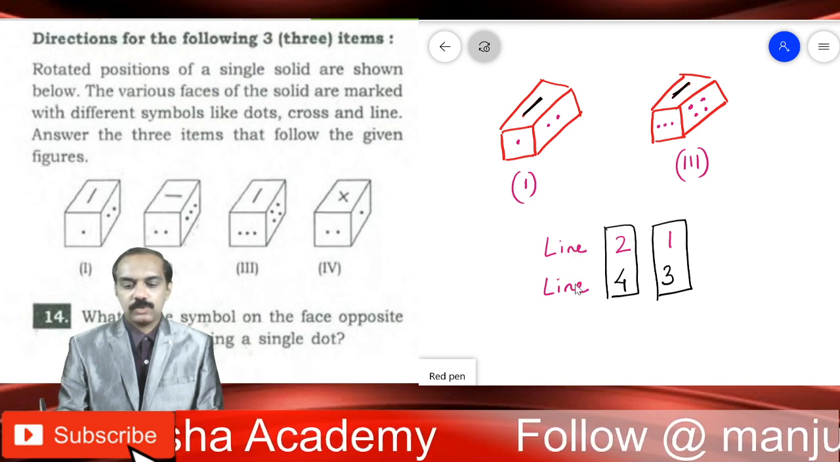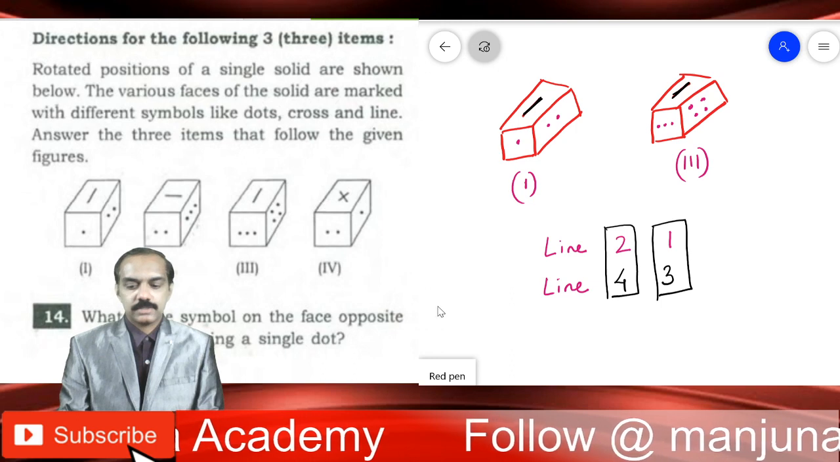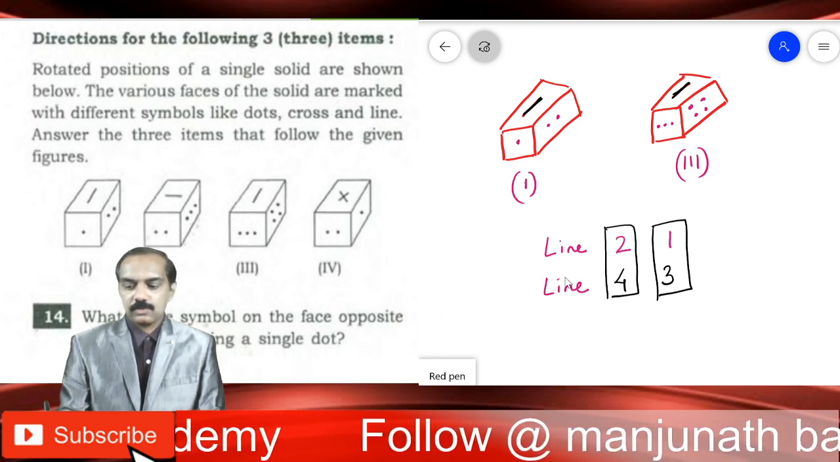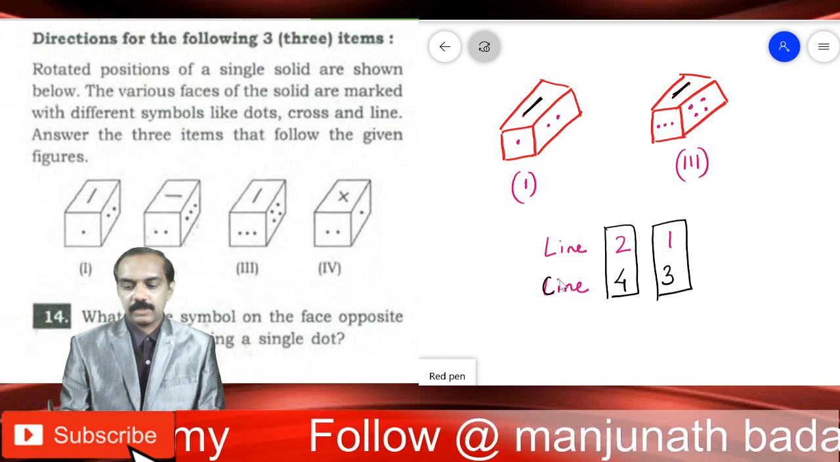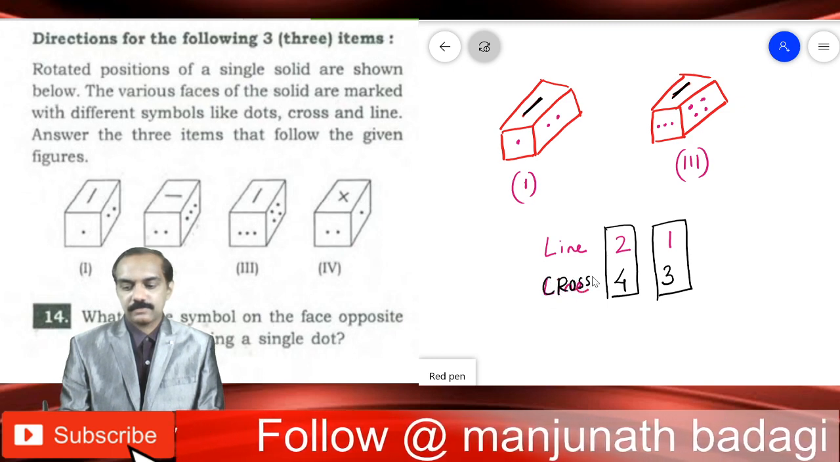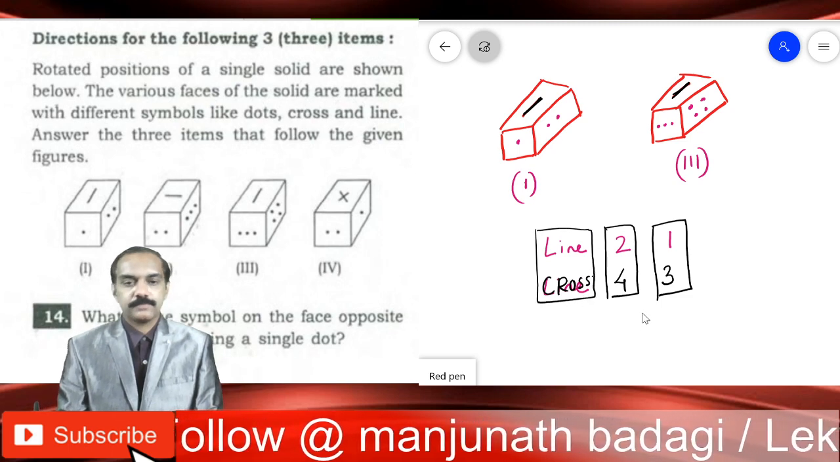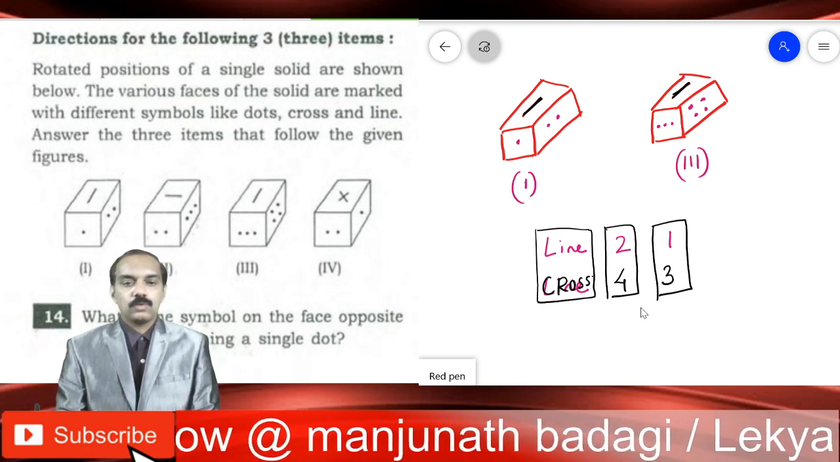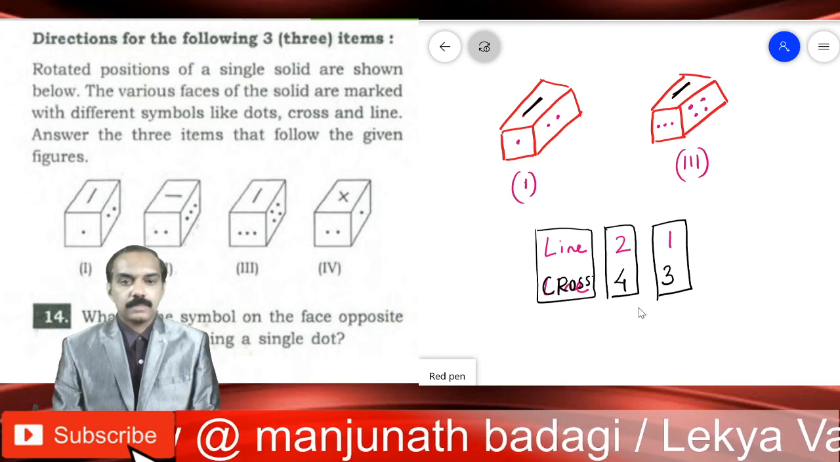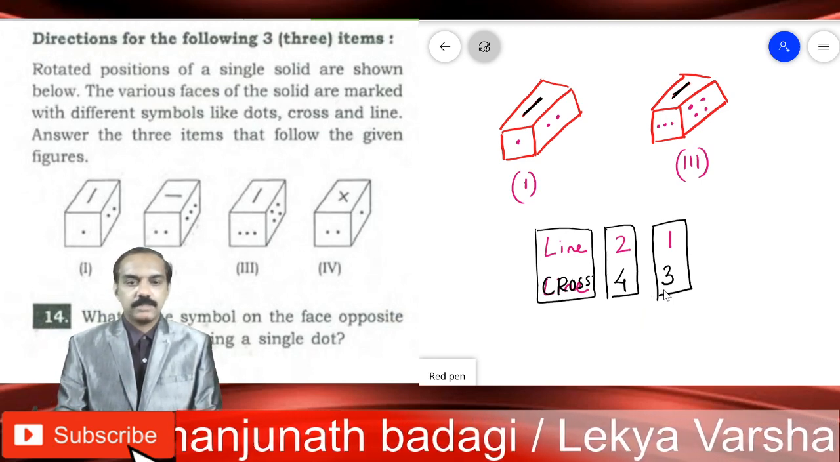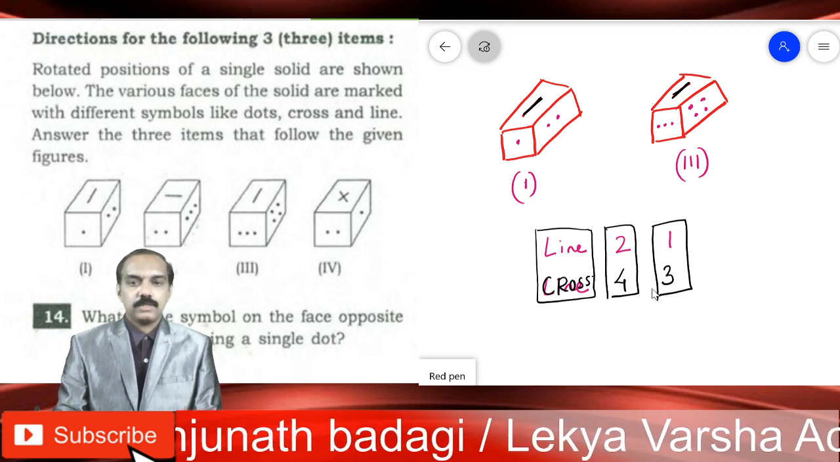Here what you must do is check the other positions and you will get to see there is one cross. So line opposite, it will be cross. So line and cross, they are opposite. This is how we must find out the opposite faces. So once this chart is ready, we can answer all the three questions.